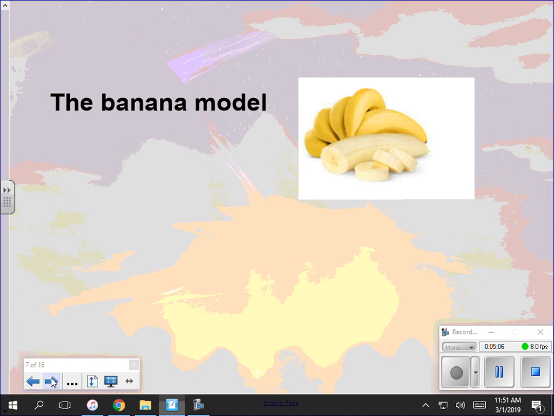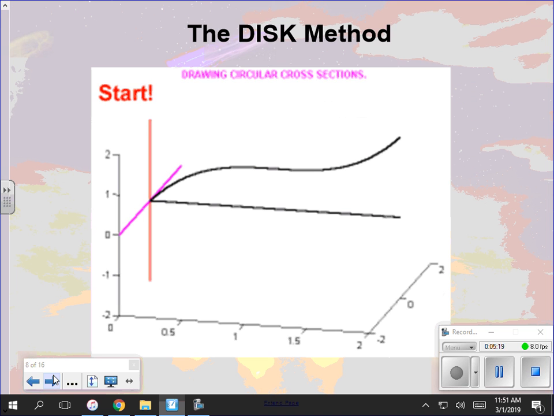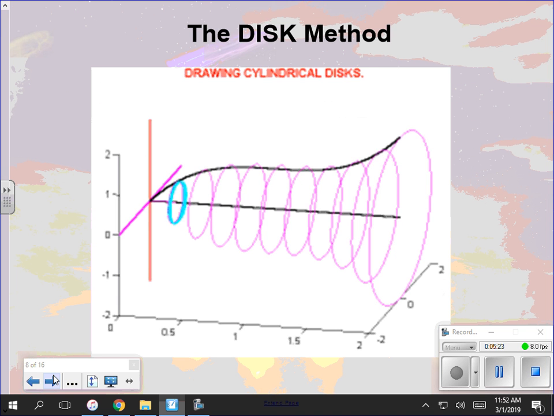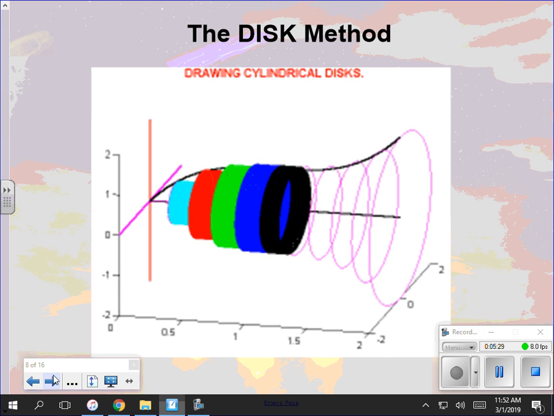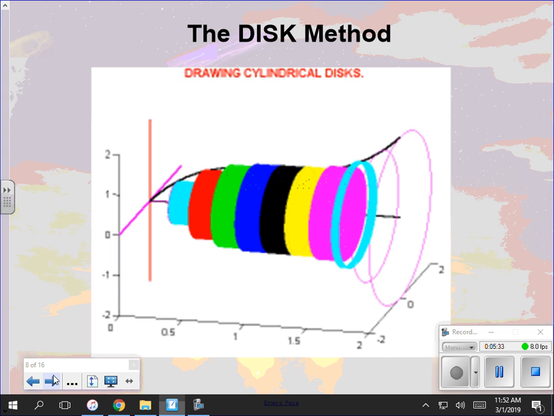So, this is also known as the banana model. If I want to find the volume of a banana, I slice it up. I get a bunch of little discs, right? Okay. Now I like this one here. This is the disc method. This is what we're doing here today. This is the concept of what we're doing. We're taking it, creating all these little discs, and adding them together.